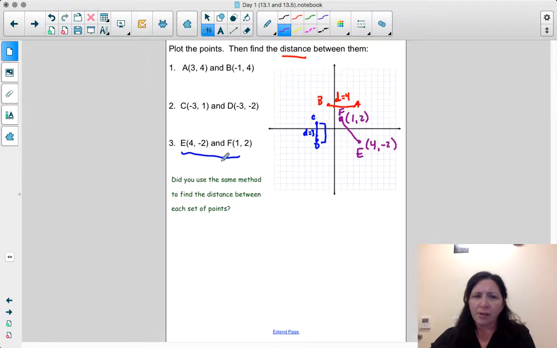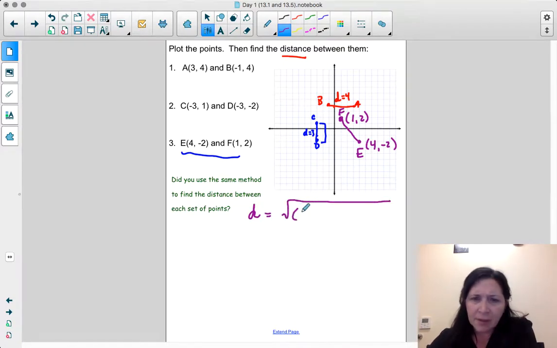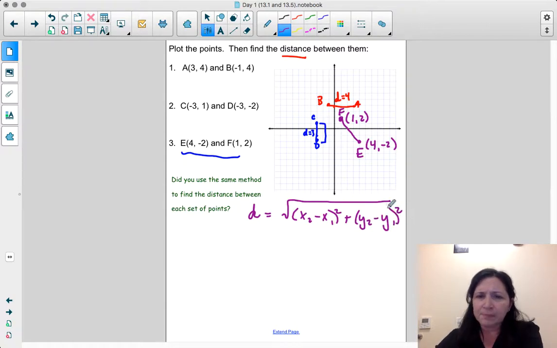The distance formula is something that you did in Algebra 1. It says the distance between 2 points is the square root of the second x minus the first x, quantity squared, plus the second y minus the first y, quantity squared. Now, if I were to do that, I would say the distance is equal to, and then I would need to subtract my x's.